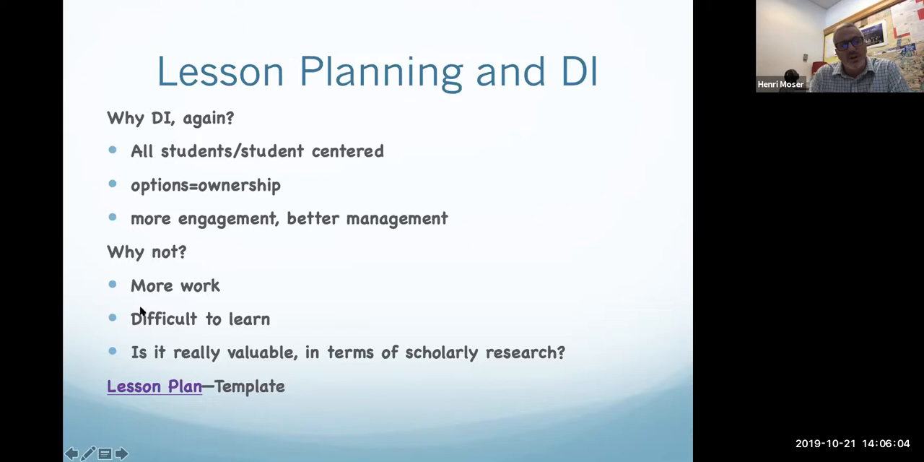So my argument, in that case, is that you've got to differentiate what you do. You've got to pre-plan. You've got to have multiple opportunities for them to access the content. You've got to think about what level they are, what their interest is, plan for multiple activities so they have options to choose from, etc. Okay, so it's a lot of work.